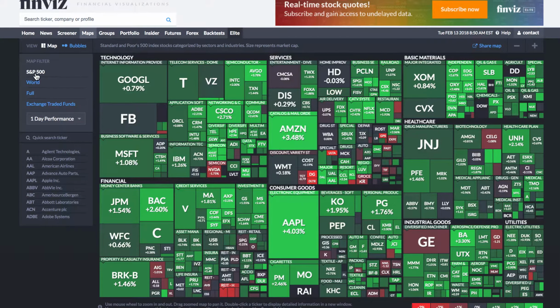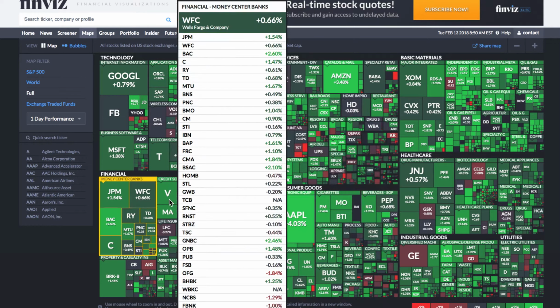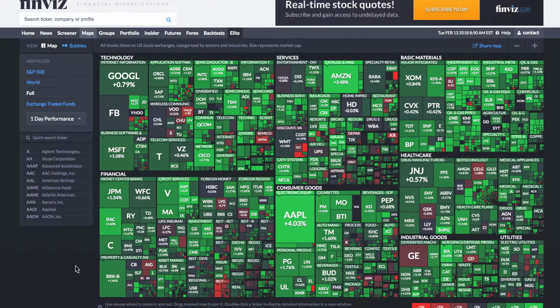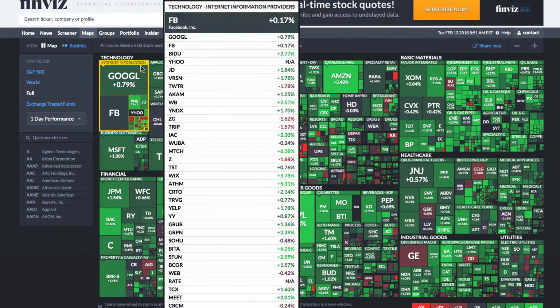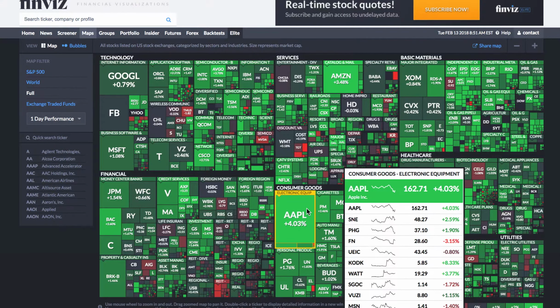Over here on the left, you can change the markets you're looking at if you want to look at global markets, exchange traded funds, or the entire FinViz universe, which I think is probably my favorite to look at. And you can see it just gives you a really great visual view of how different stocks as well as sectors of the market are performing.